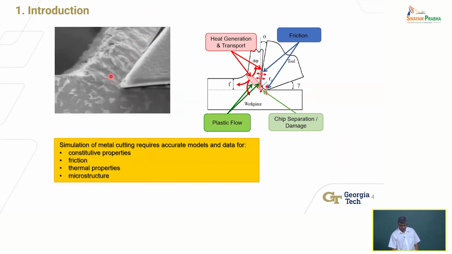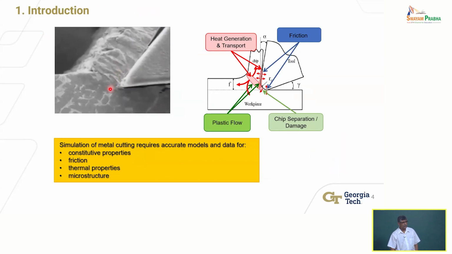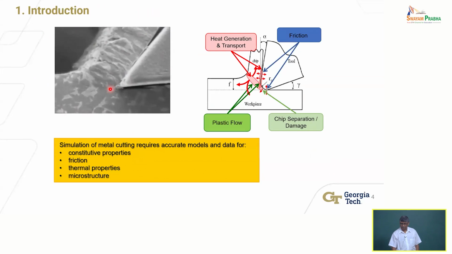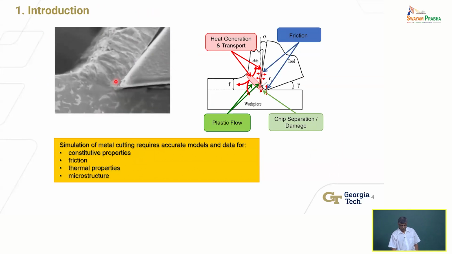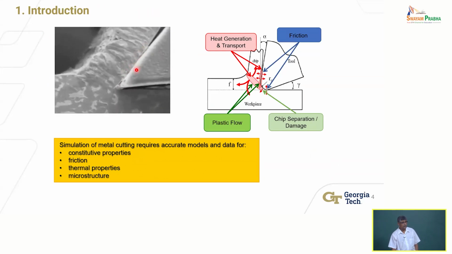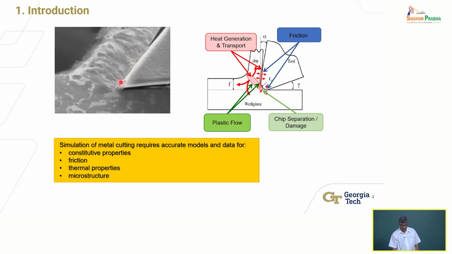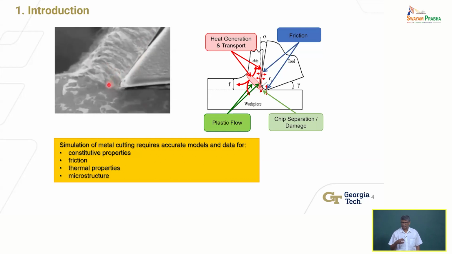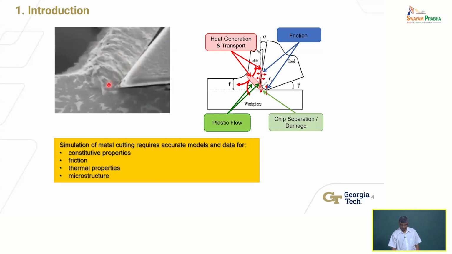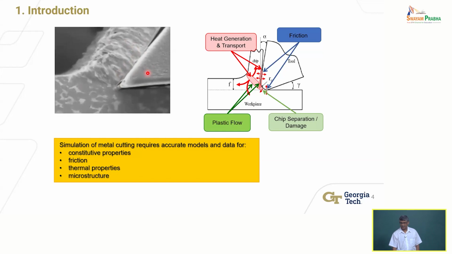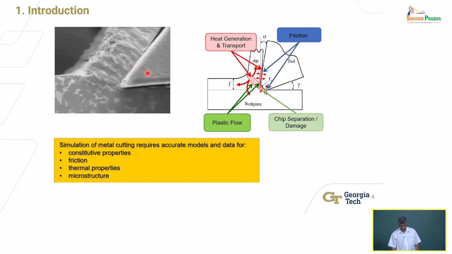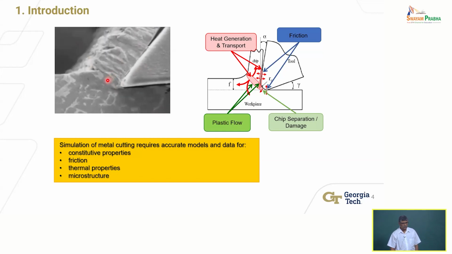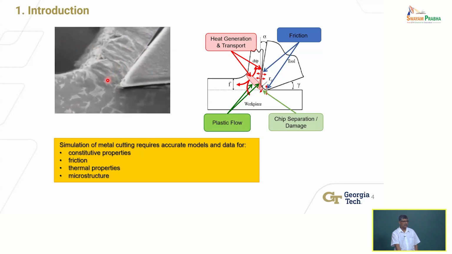Typically, what you find is that the strains are very high close to the tip of the tool. Temperatures can also be very high. Temperatures tend to be higher up here on the face of the tool, because there is not only energy dissipation due to plastic deformation, but there is also frictional energy dissipation between the chip and the tool. So as a consequence, measuring temperatures inside is not easy.